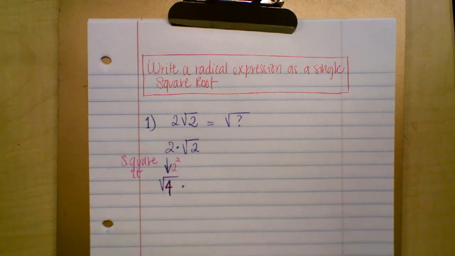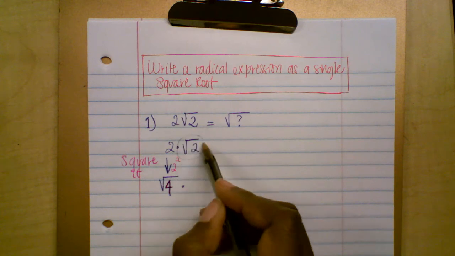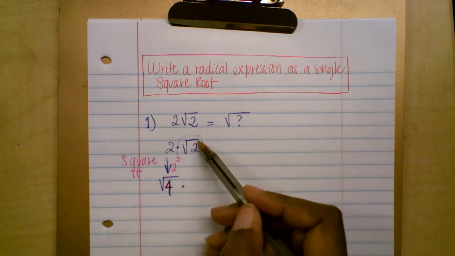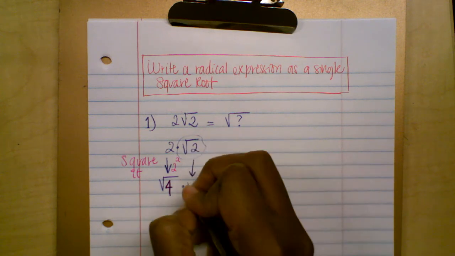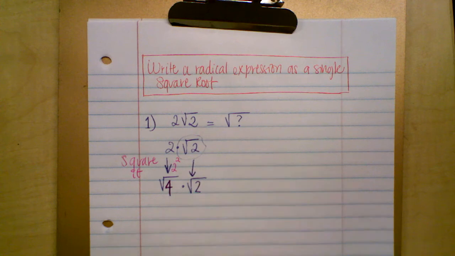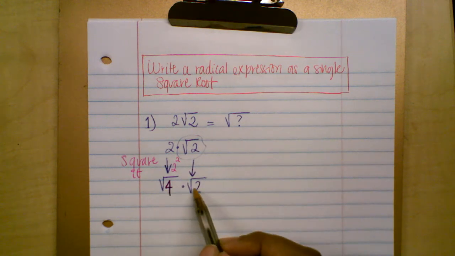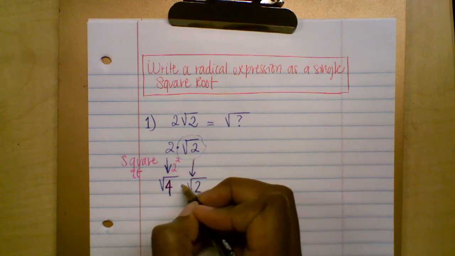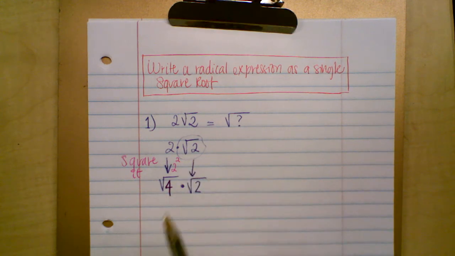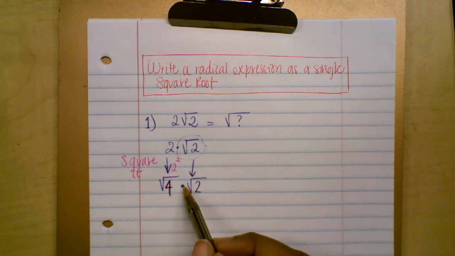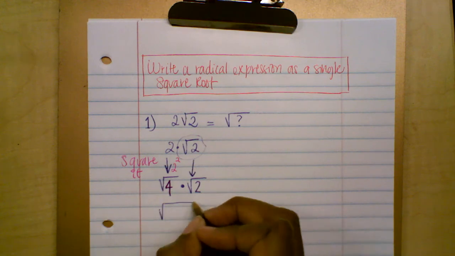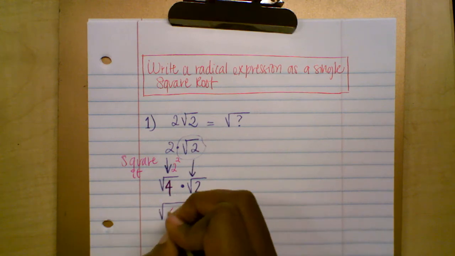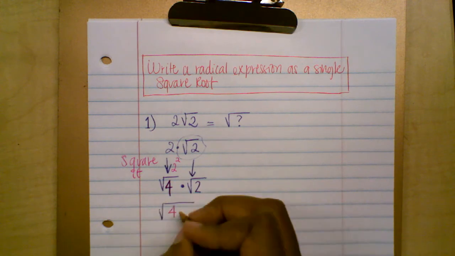Now alert: the square root of 2 already has a square root. So you're going to leave this term alone, because it's already a square root. You just leave the square root of 2 alone. Now you have 2 square roots separated by multiplication. When you have 2 square roots separated by multiplication, we can rewrite them as one single square root. So what are you going to write? You're going to write 4 times 2.